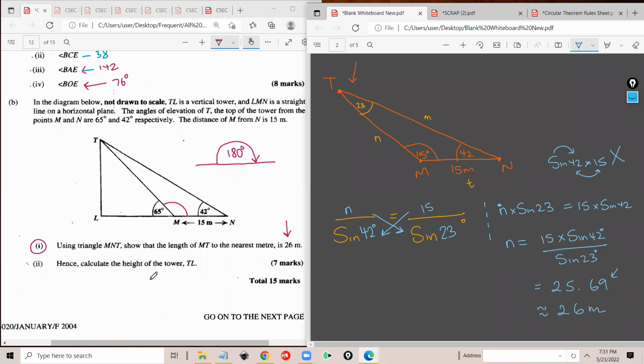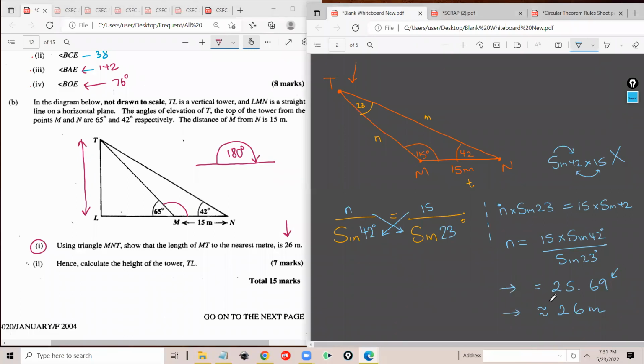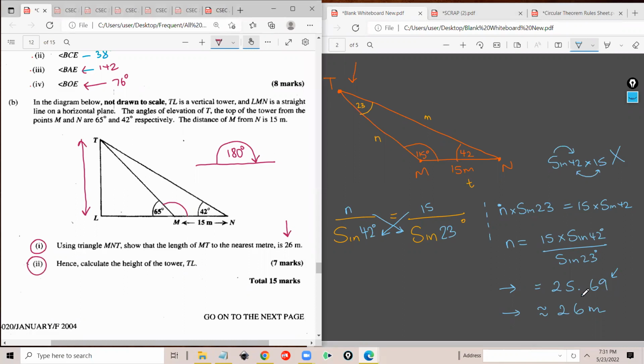Right, so when you get that, now calculate the height of the tower TL. They want this distance here. Now you're going to have to use this answer to get it. If you have to use this answer to get part 2, they didn't tell you which one to use. They didn't tell you whether to use the 26 or the more accurate answer, 25.69.